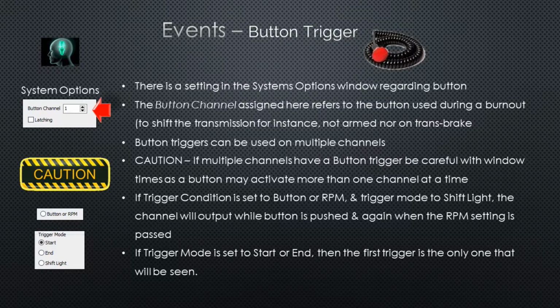If the trigger condition is set to button or RPM and the trigger mode is set to shift light, the channel will output while the button is pushed, and again when the RPM setting is passed. So think of the shift light trigger. Works just like a shift light. If you exceed the RPM, it's going to turn it on. Same applies here. If the trigger mode is set to start or end, then the first trigger is the only one that will be seen or activated.